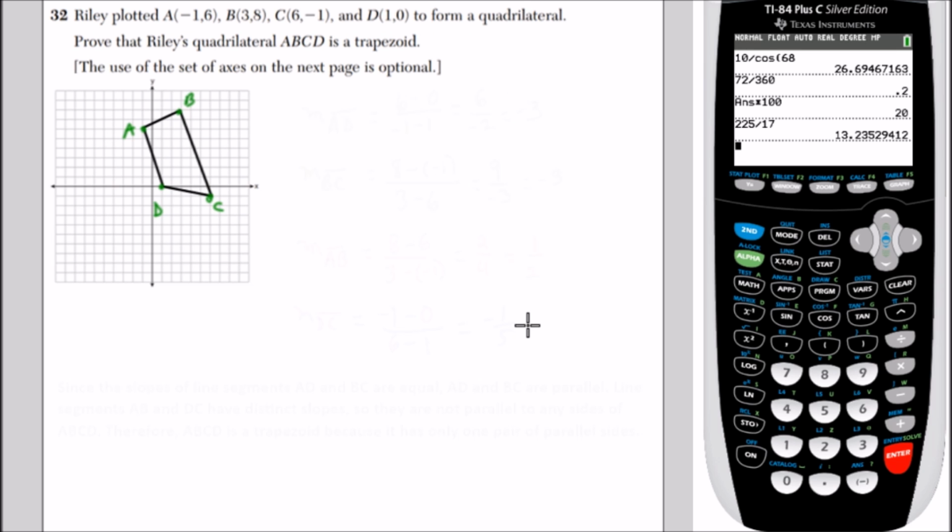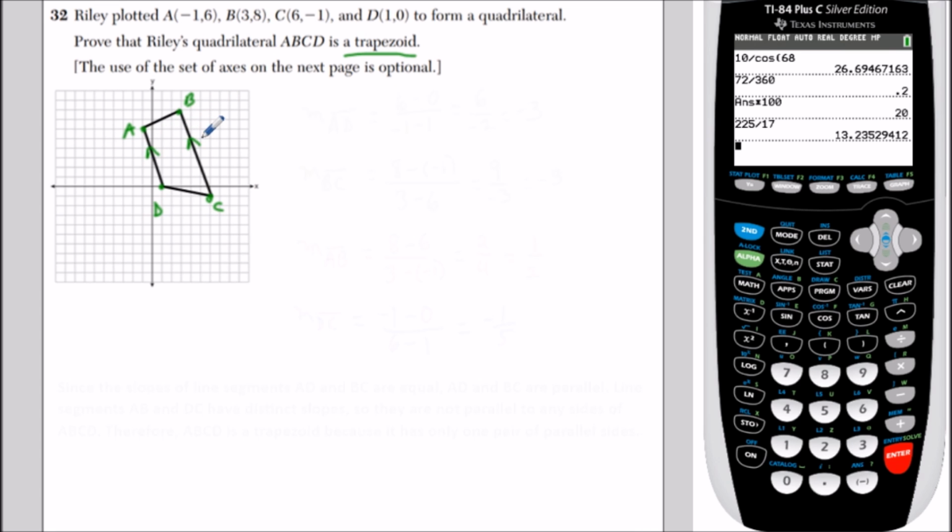All right, now these are the 4-point questions coming up, the 32, 33, and 34, so there's a little bit more to do here. For this question, I highly recommend that you plot these points, and the goal here is to prove that this quadrilateral is a trapezoid. So for one, you have to know what it means for a quadrilateral to be a trapezoid, and a trapezoid is a quadrilateral that has exactly one pair of parallel sides.